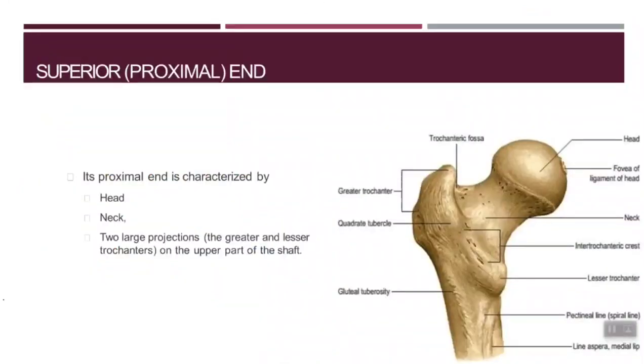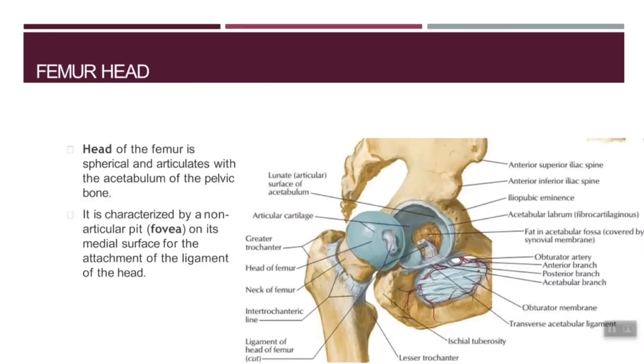In this picture you see a close up of the upper end. You can see the head, the neck, the superior greater trochanter and lesser trochanter. This is the anterior view, and this one is the intertrochanteric line. On the posterior surface, exactly here, we have the intertrochanteric crest.